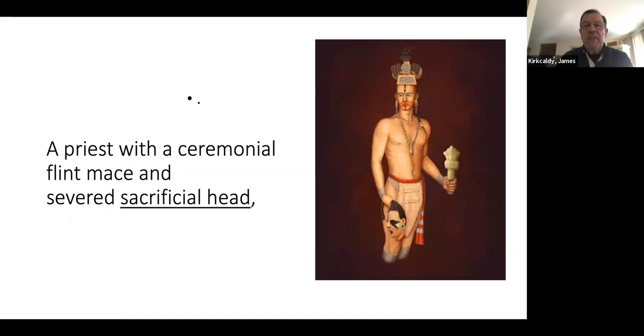And this is what we found in one area, a priest with ceremonial flint mace and severed sacrificial head. So we think it's a modern day rendition of what we found. This is how a modern artist might think how they dressed and how they looked. And obviously the sacrificial head and flint mace were things that were found in the sites and so forth.